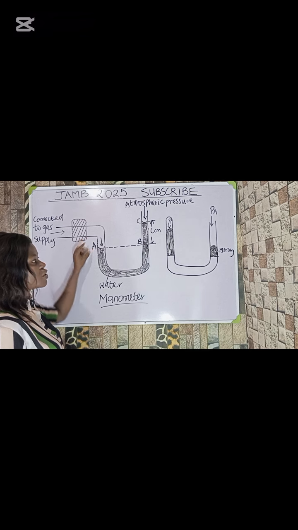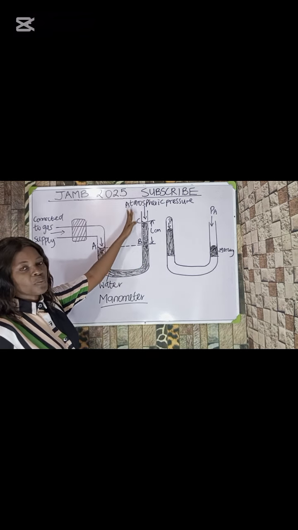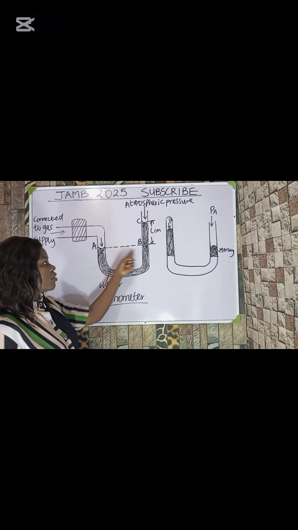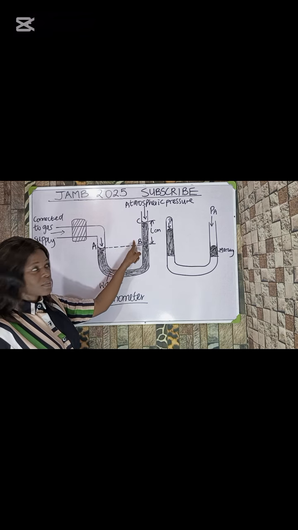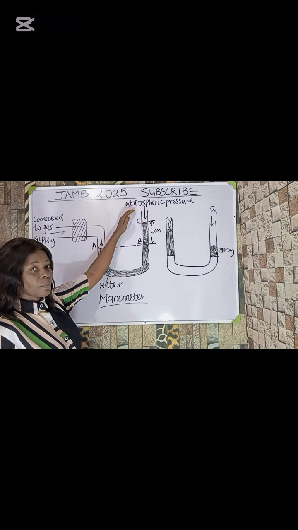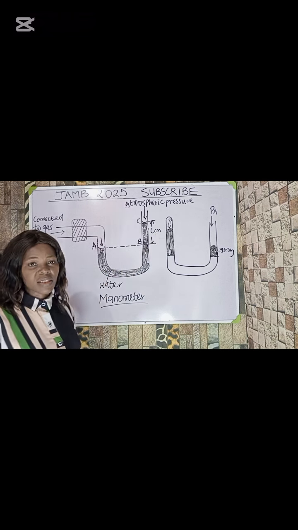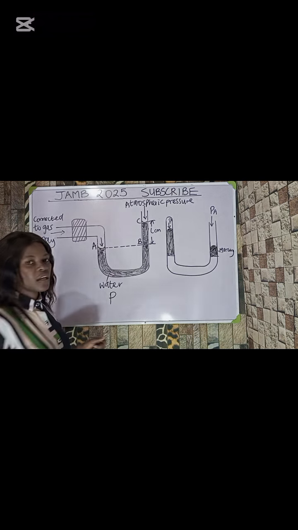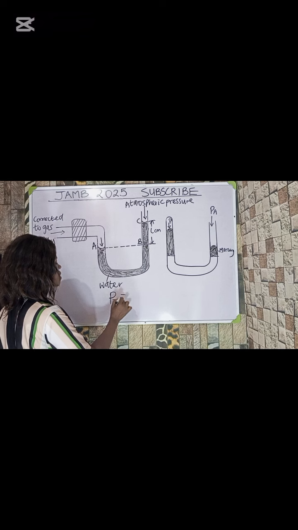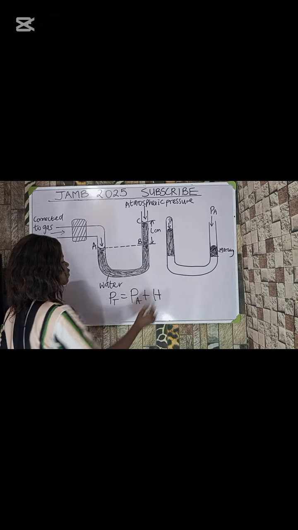Then after a while, the water level is steady, and the pressure at A will now be equal to the pressure of the liquid at B. Because this other side is open to the atmosphere, it can no longer be at the same level as this one. So the pressure at B becomes the atmospheric pressure plus the pressure due to the height of water, H. Do we understand? So if you're asked to find the total pressure when this tube is open, the total pressure is equal to atmospheric pressure plus the pressure due to the height of water, H.